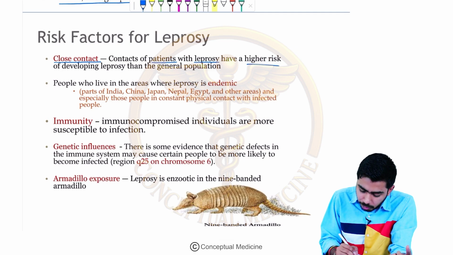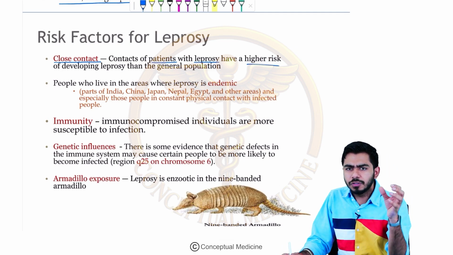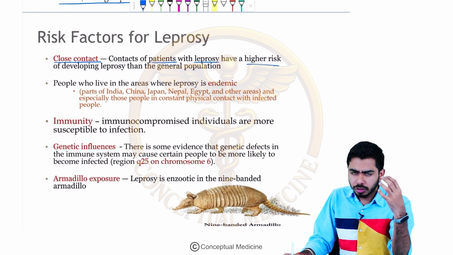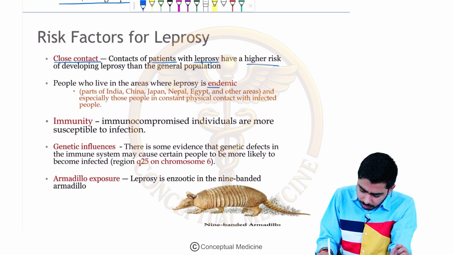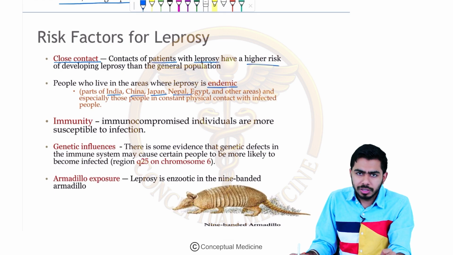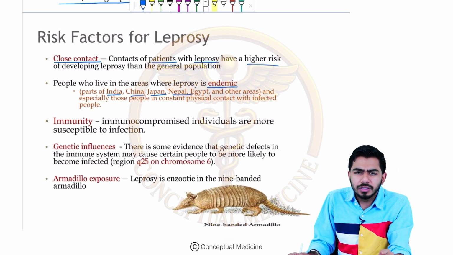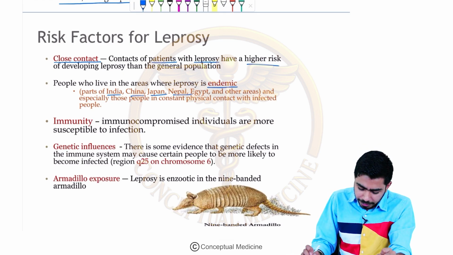Of course, people who live in endemic areas are at risk. Endemic means the disease is prevalent in some regions. Some parts of India, China, Japan and Nepal are mentioned here, but now in India it is not that prevalent. So people living in these areas might be susceptible to getting this disease.